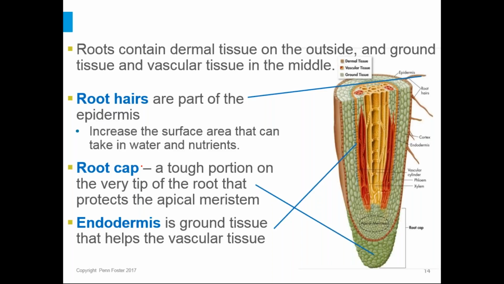And then a layer called the endodermis is ground tissue that surrounds the vascular tissue and helps it do its job. So in general, on the outsides, we have dermal tissue here. Then we have ground tissue in the middle. And then the red and yellow ones here in the middle are vascular tissue, and they're kind of surrounded by more ground tissue to help them out, the endodermis. And down here you can see this is the root cap, where there's not really anything going on. It's just a tough area that's to shove its way through the dirt and rocks without letting the rest of the root get hurt.